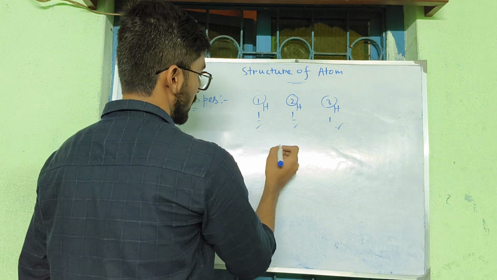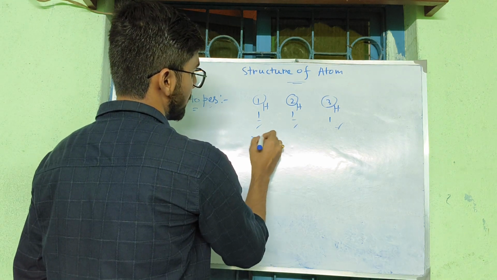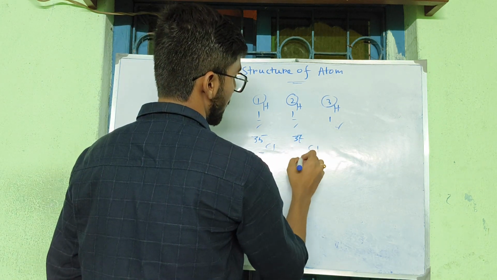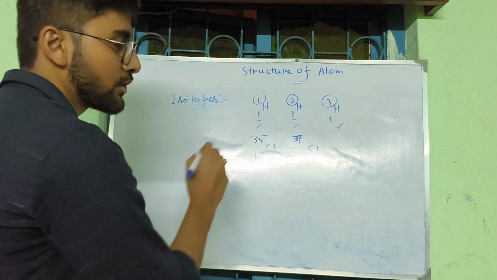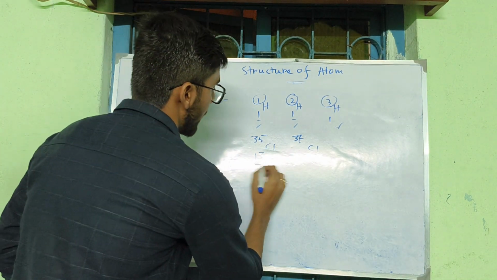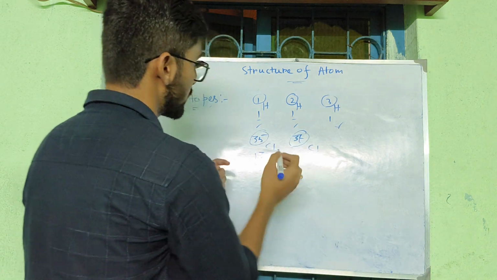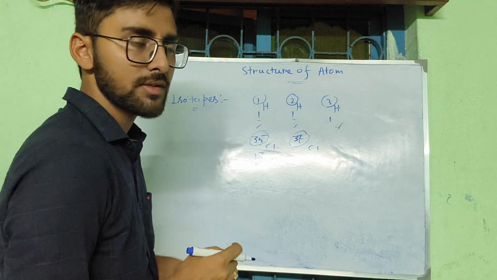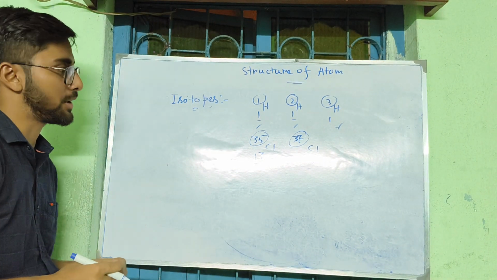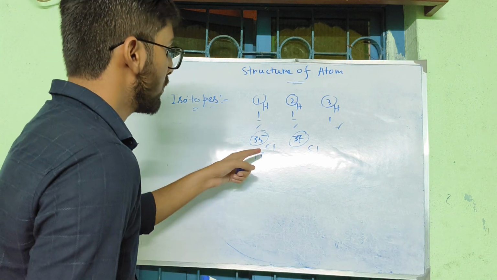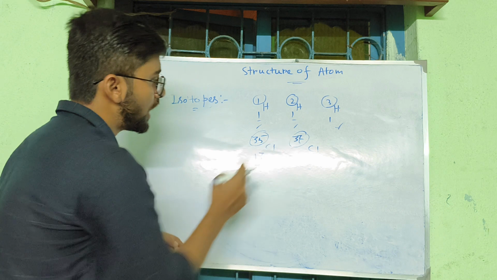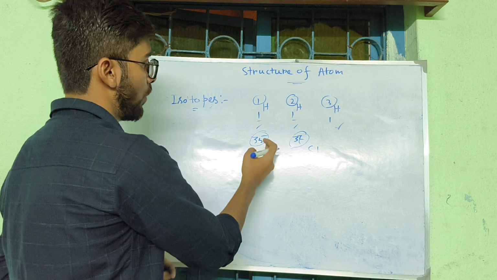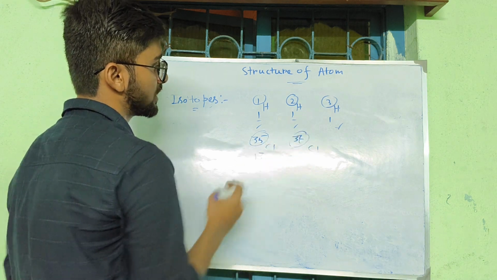Another example is chlorine, 35, 17, and 37, 17. These are isotopes of each other, and they contain the same atomic number but different mass number. Isotopes have the same chemical properties but different physical properties. So in case of chlorine atom, it has different mass numbers. One chlorine atom has mass number 35 and another is 37.